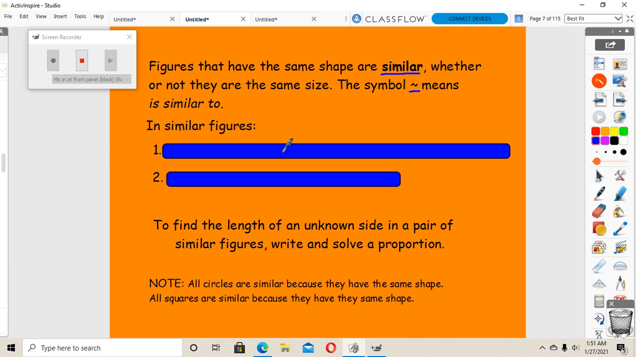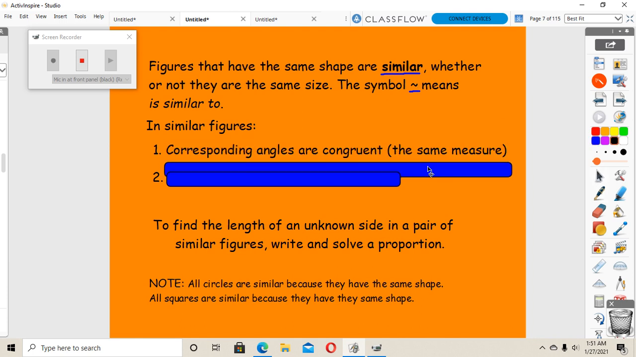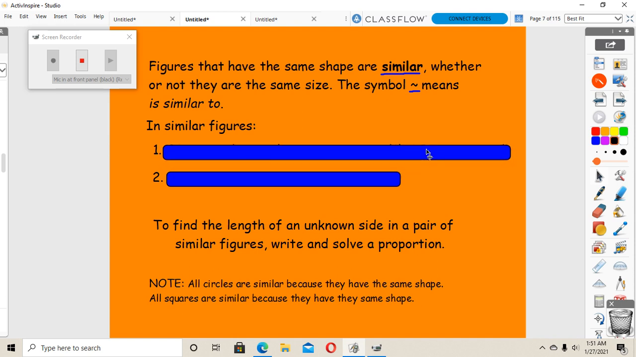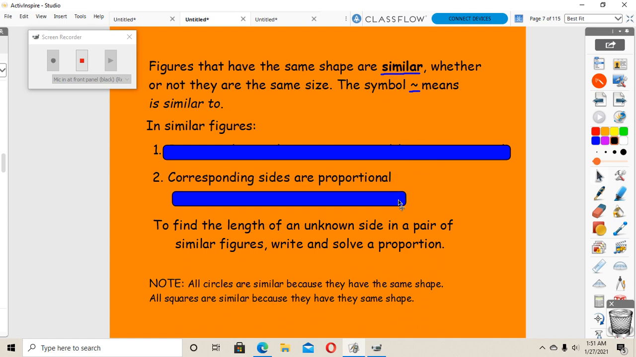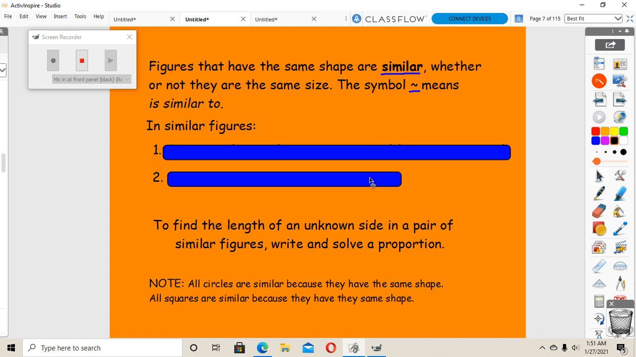If we check similar figures, the corresponding angles are congruent, the same, but the sides are proportional. We can say the sides are in the form of a ratio. To find the length of an unknown side in a pair of similar figures, write and solve the proportions. A very important note: all the circles are similar because they have the same shape.